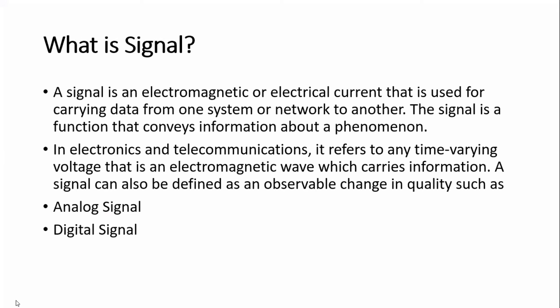So again I am telling you, in electronics and telecommunication, it refers to any time varying voltage, there is some time variation, that is an electromagnetic wave which carries information. A signal can also be defined as an observable change in quality, such as analog signals and digital signals. So signals are of two types: analog signals and digital signals. So let's go to the next slide.